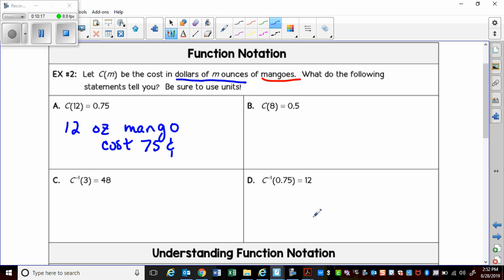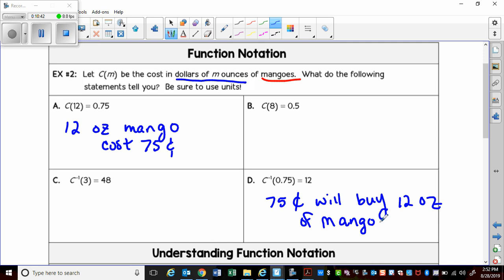Okay, let me try this one. So this one is saying that 75 cents will buy 12 ounces of mangoes. That's kind of what this is saying.